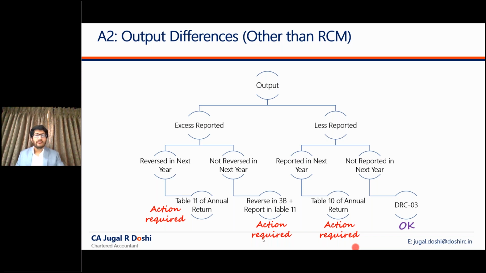Also, I have written "action required" at many places in the table of inward and outward supply. The reason is that just reporting in the current year in table 10 and 11 does not close the issue, and it also requires reporting in the next year's annual return. Appropriate reporting in the next year's annual return is required for such transactions.